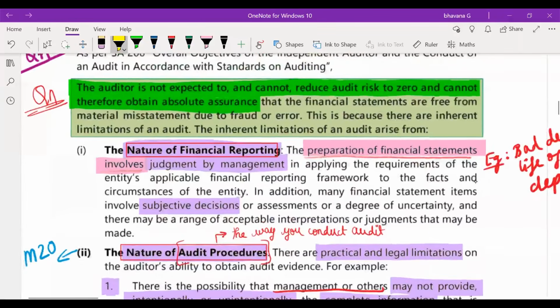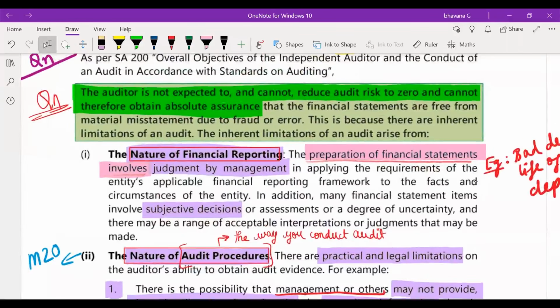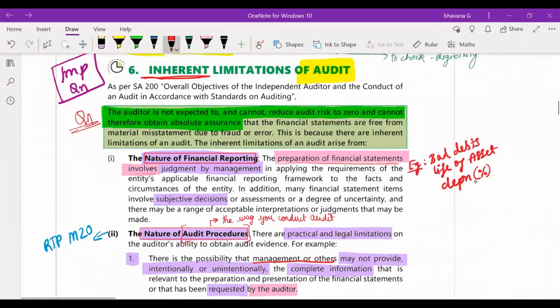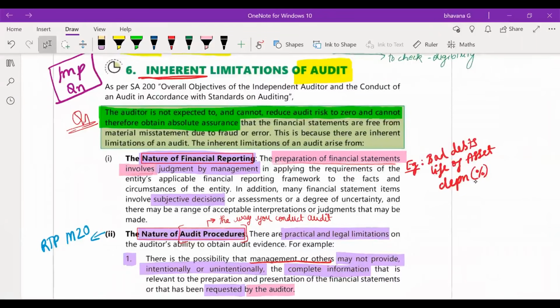So in the exam, they'll ask you a question like this. Why this example? Just to refresh you guys, to take you to some other place. In the exam, they will ask you a few questions about inherent limitations. This is a very, very, very important topic, which is frequently asked in the exam. So concentrate on this.